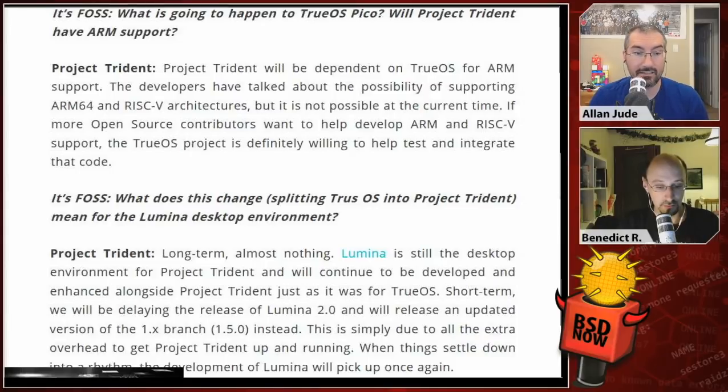Short-term, we will be delaying the release of Lumina 2.0 and will release an updated version from the 1.x branch, 1.5 instead. This is simply due to all the extra overhead to get Project Trident up and running, so the developers are focused on that instead of the new features of Lumina. When things settle down into a rhythm, the development of Lumina will pick back up.